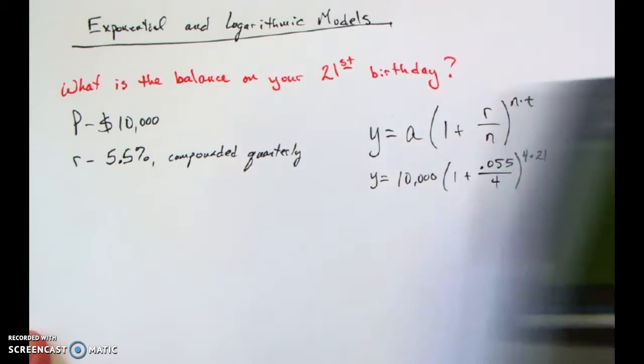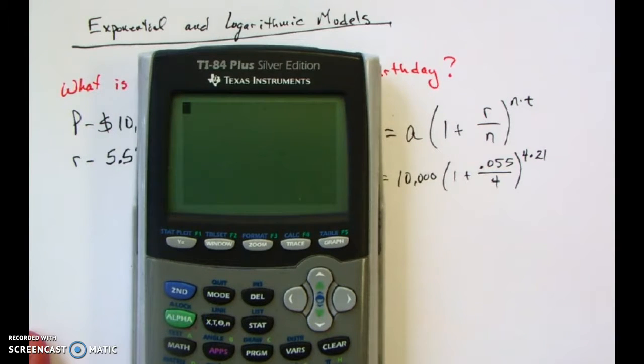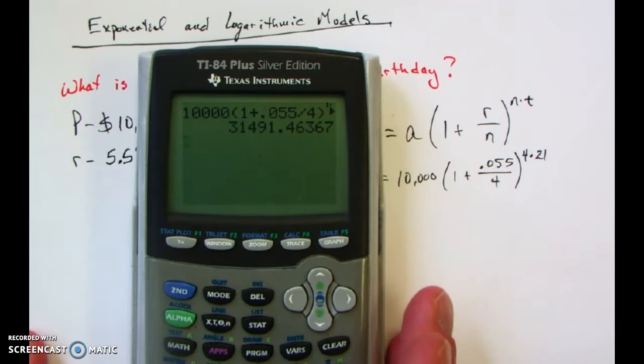And so we're going to then use our calculator. So we have our $10,000, and that's 1 plus 0.055 divided by 4. And we're raising that to the 4 times 21 power. So that account balance on your 21st birthday would be $31,491.46.